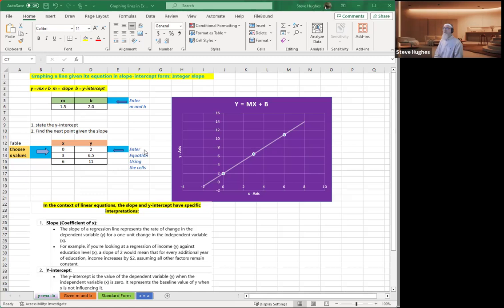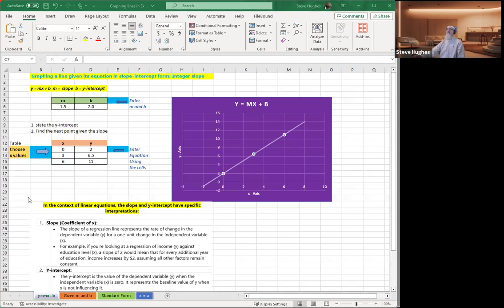In topic 1 homework, we do quite a bit of graphing. One of those questions just happens to be graphing a line given its equation in slope-intercept form. The slope-intercept form is y equals mx plus b, where m is the slope and b is the y-intercept.